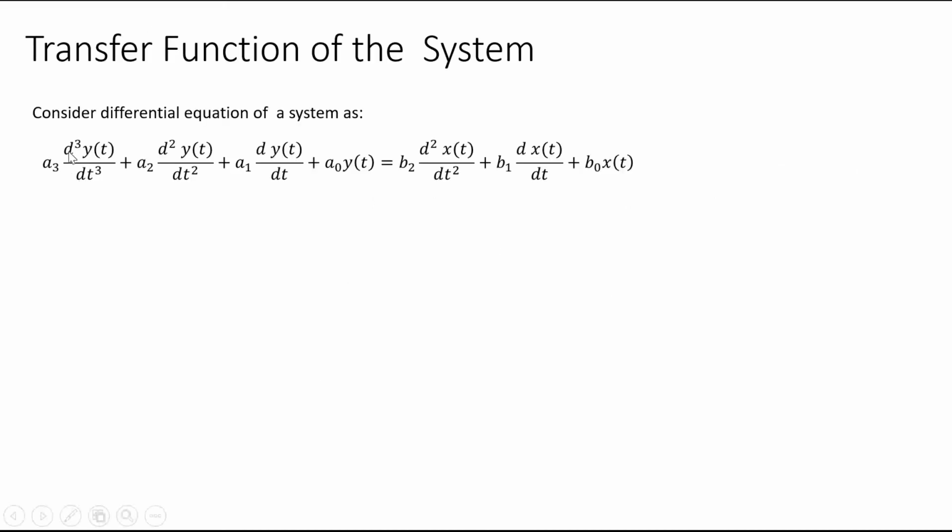So consider the differential equation of a system as a3 d cube by dt cube of y of t plus a2 d square by dt square of y of t plus a1 d by dt of y of t plus a0 y of t equal to b2 d square by dt square of x of t plus b1 d by dt of x of t plus b0 x of t, the general differential equation where x of t is the input signal and y of t is the output signal.